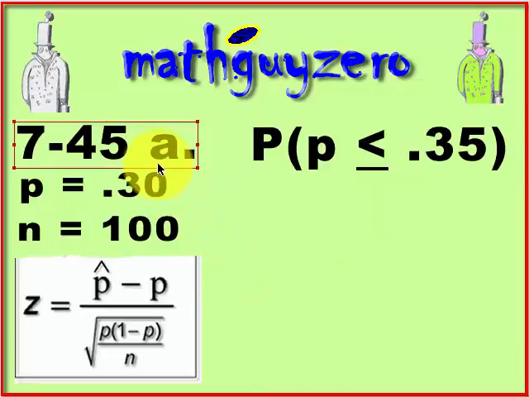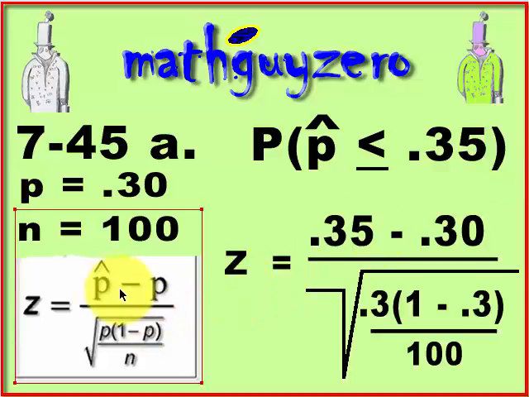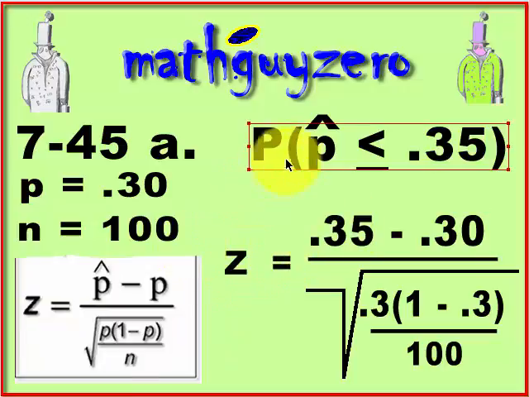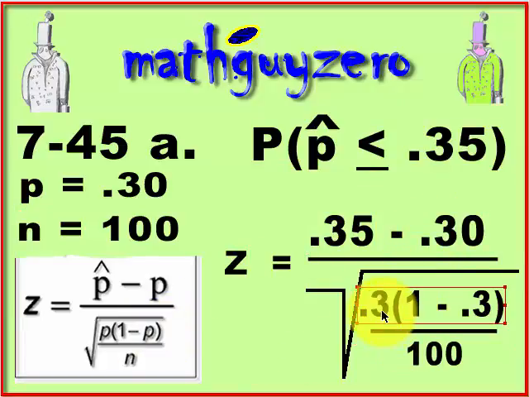So the first one, problem A, they want to know what the probability is that a sample proportion, p hat, will be less than 0.35. I can't put a hat in there. Well, yes, I can. All right, so that's what we're testing. We're just going to plug and chug the values into our z-score for proportions. So 0.35 is the proportion we're testing minus the population proportion of 0.3. And here's the bottom: 0.3 is the population proportion, 1 minus 0.3, divided by 100.